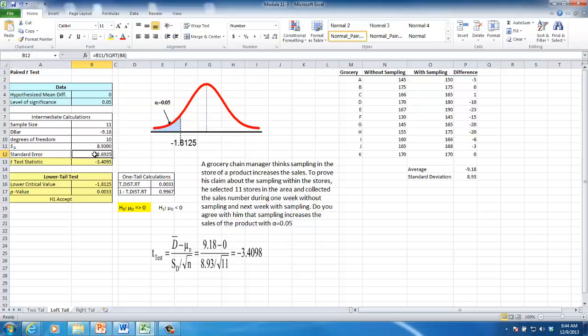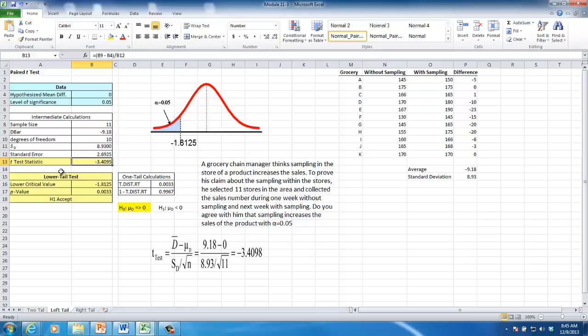and the standard error, standard deviation B11 divided by SQRT B8, which is sample size. So this is the numerator and this is the denominator of this formula. The t-test will be B9 minus B4, d bar minus mu d, divided by B12, which is SD divided by the square root of n.